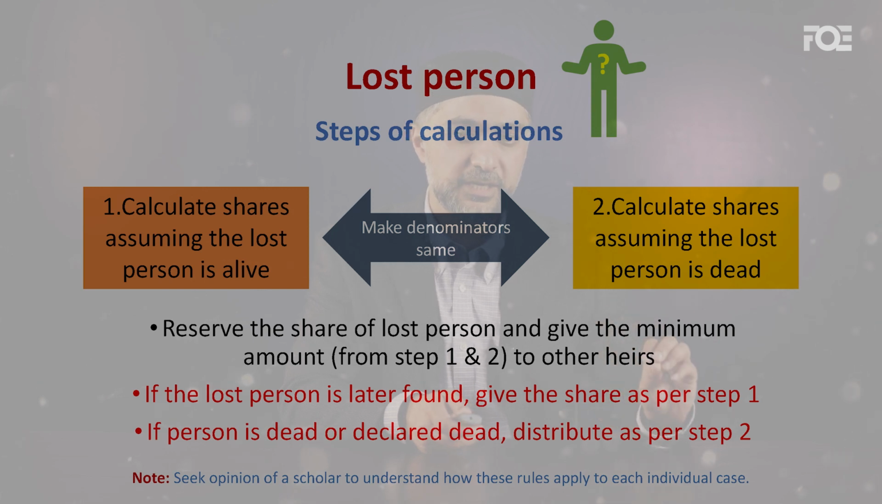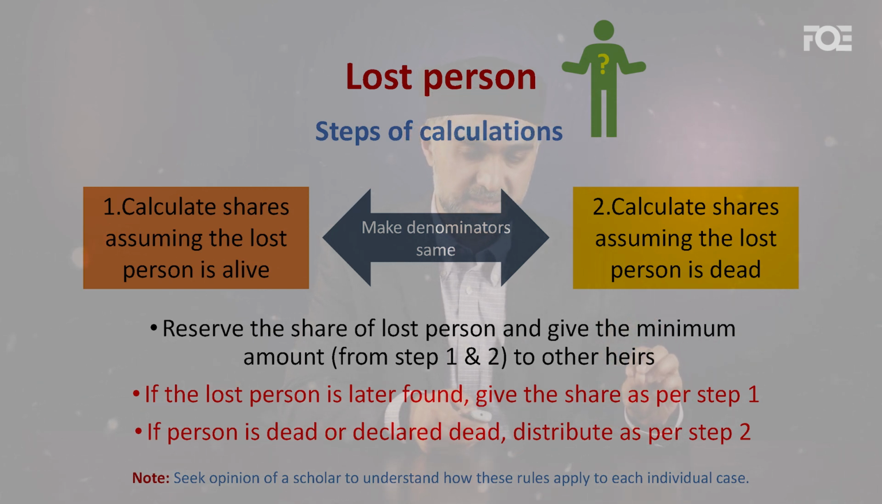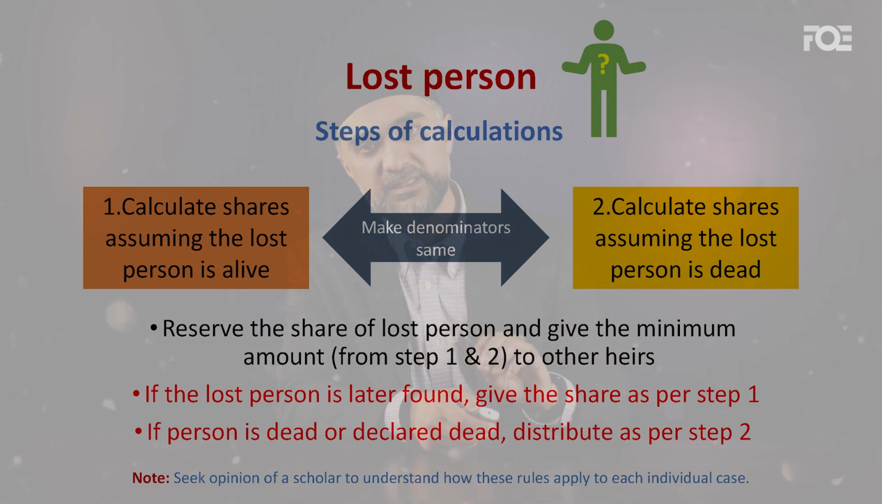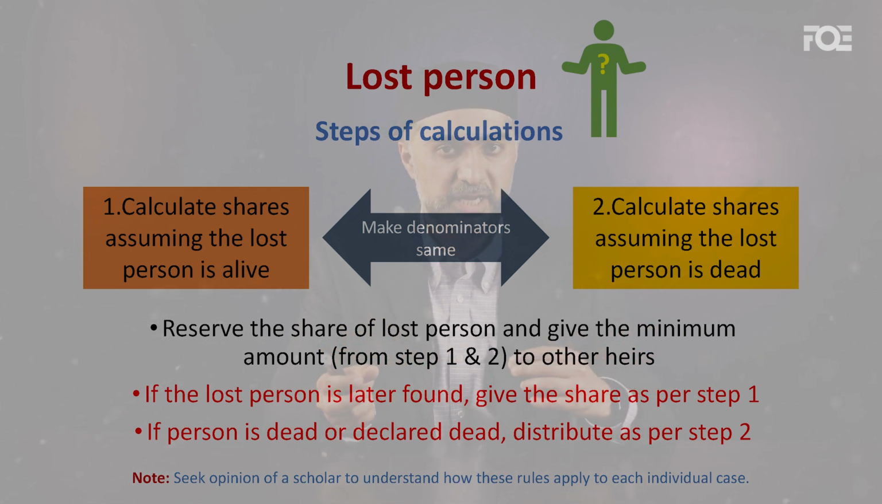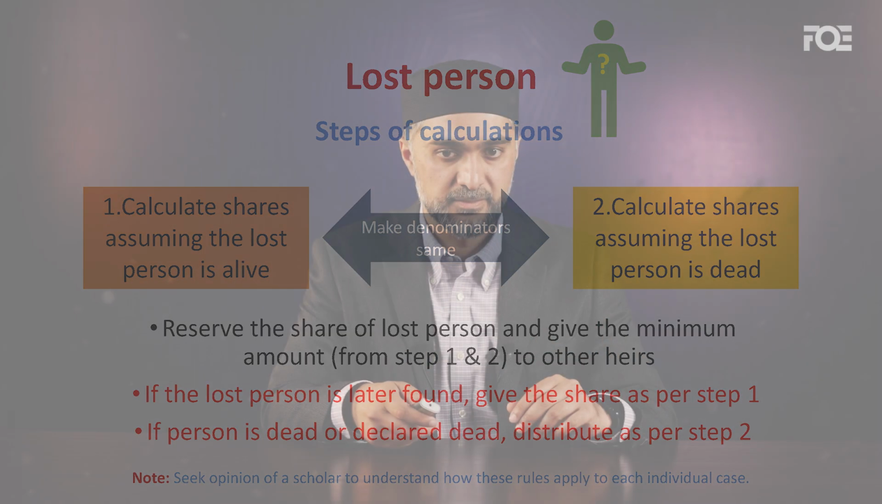Now let's say you are in this ambiguous phase in which you know that the person is missing, but no one knows if they're dead or alive. How do we deal with the inheritance during this phase? The first step is to calculate assuming that the lost person is alive. The second step is to calculate assuming the lost person is dead. Both scenarios will give you different shares, because that person might change the shares of other relatives in the family. You make the denominators the same in both calculations, and then reserve the maximum amount that you see in both scenarios for the lost person in case they come back.